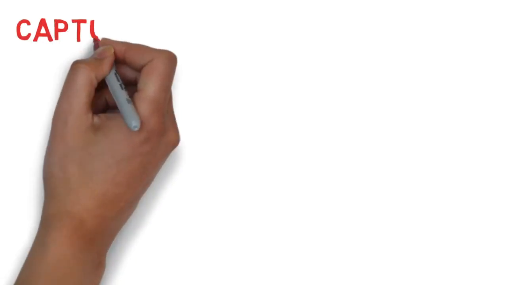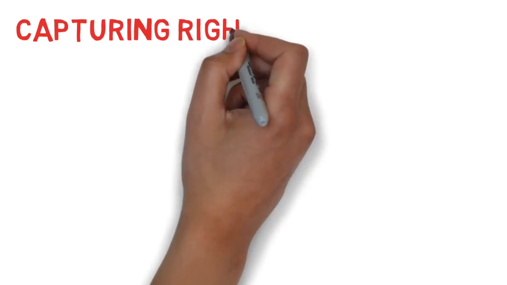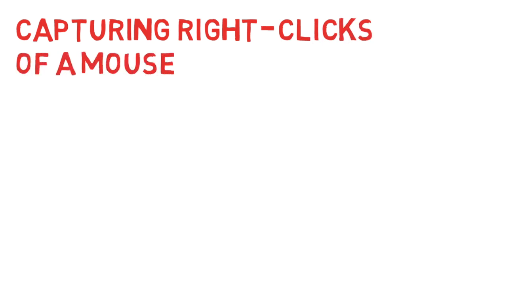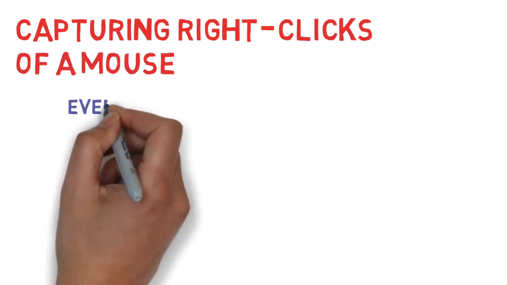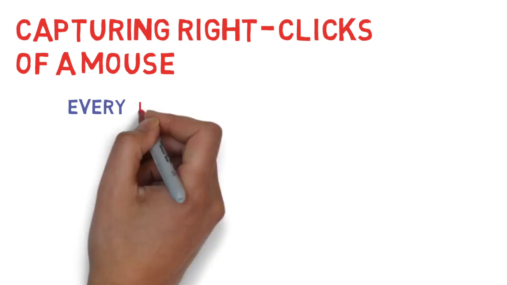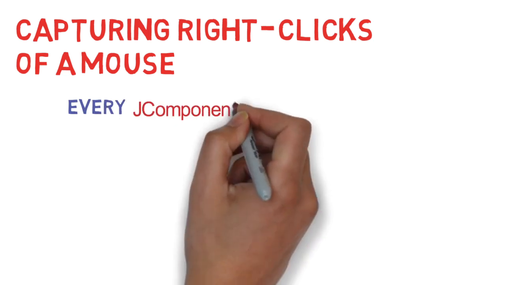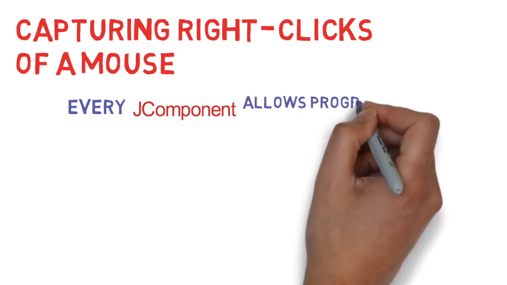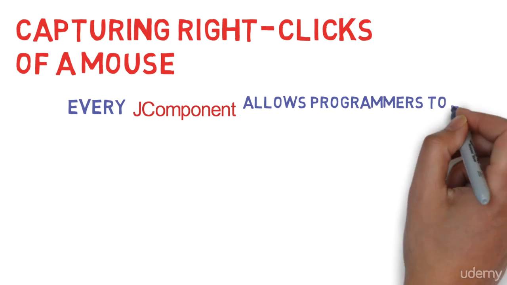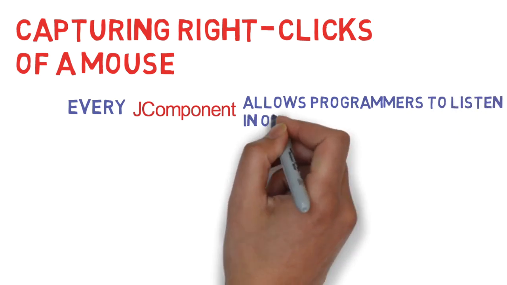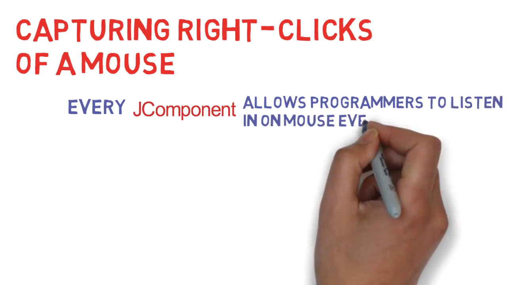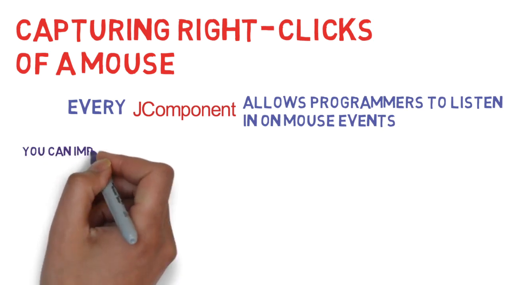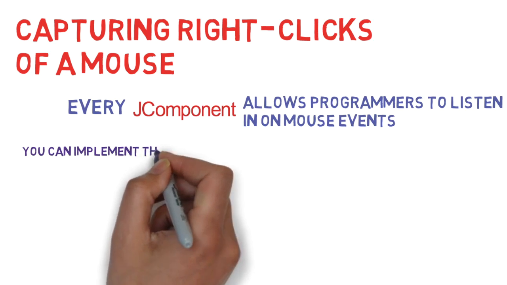Let's go on to our next example, capturing right clicks of a mouse and reacting to a right click. Now in Swing, every UI control is a JComponent. And every JComponent, which means every UI control, allows programmers to listen in on mouse events. If you think about how you interact with UI, you basically click on a whole number of mouse controls. How do you listen to mouse events?